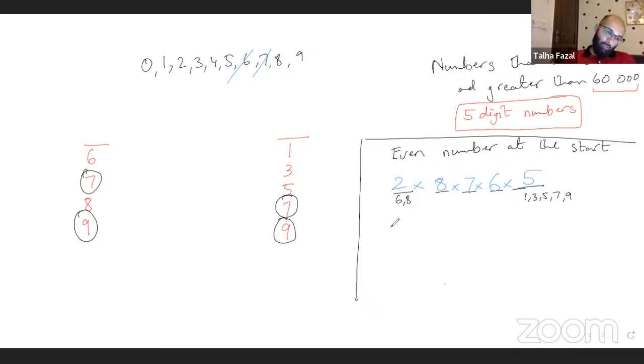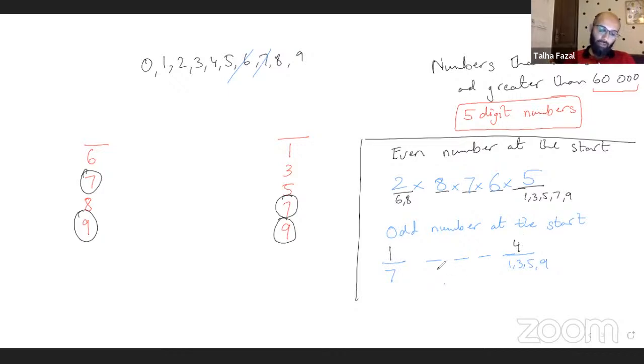Now, we can have an odd number at the start. Let's say I have only the number 7 at the beginning, and I can have any other number here apart from the number 7 at the end. I need to have one of these numbers, otherwise the number won't be odd. So I have 4 options here and only one option here to fill this space.